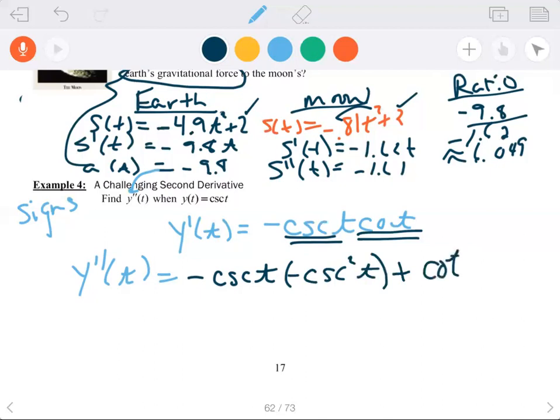I hate the t's, but we're going to start having lots of t's because time will be our independent variable throughout all of our applications. So t is sort of the new and more popular and more useful x.